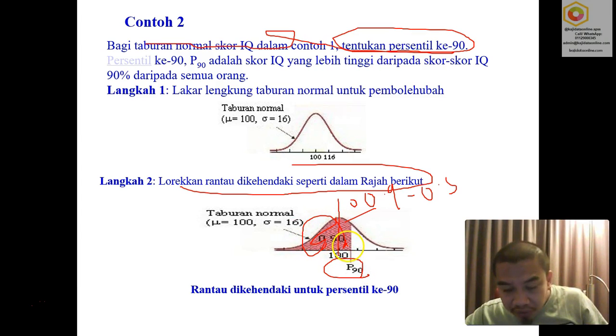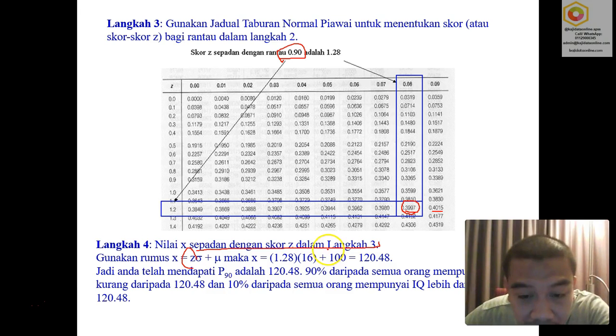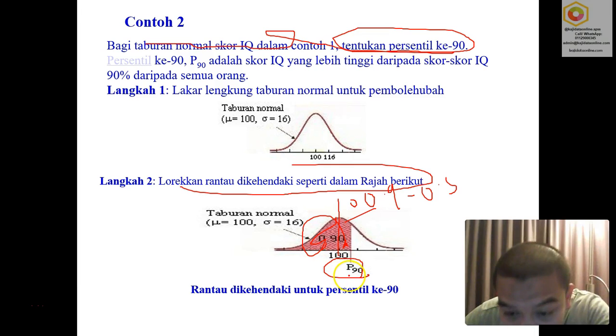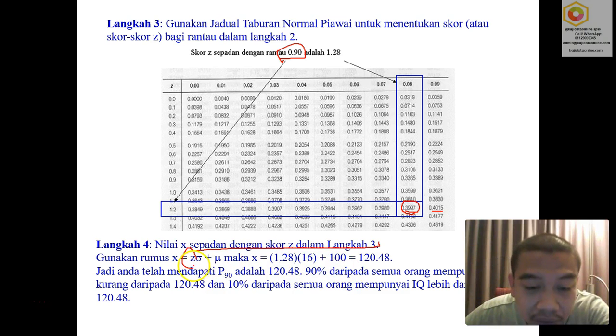We do not know what it is. So we know already this is equal to 0.9 minus 0.5, so we got 0.4. The 0.4 corresponds to 1.28. Here we just sum 1.28 with our data, which is our mean and also the standard deviation marker. Therefore, we got the IQ of 120.48.